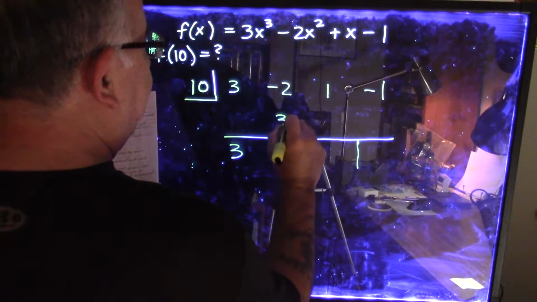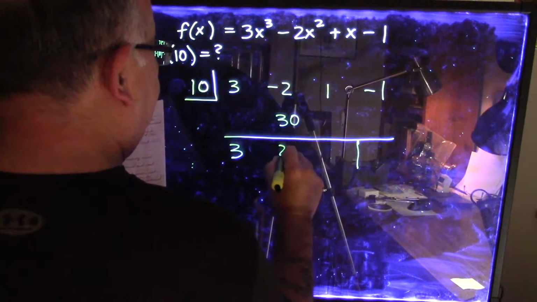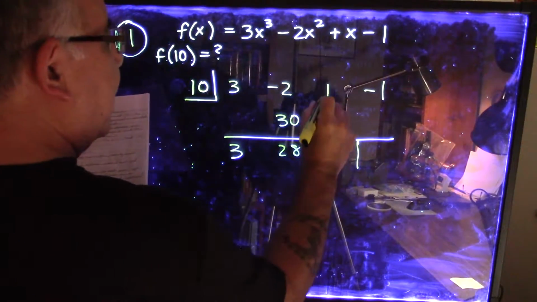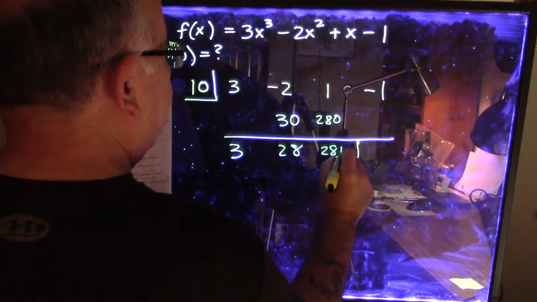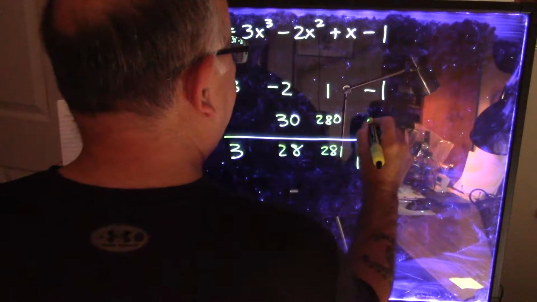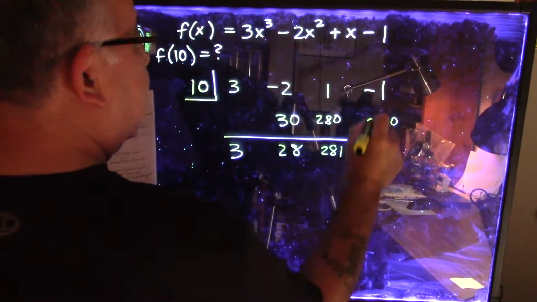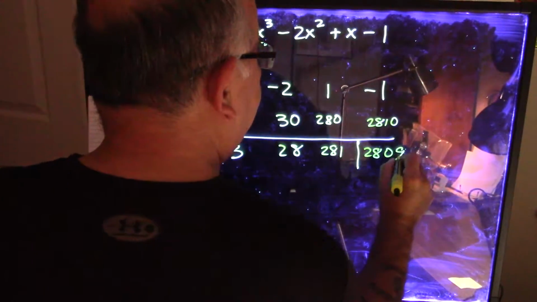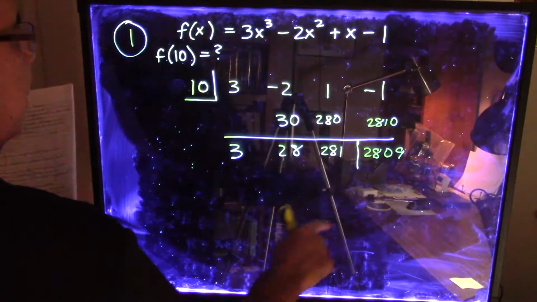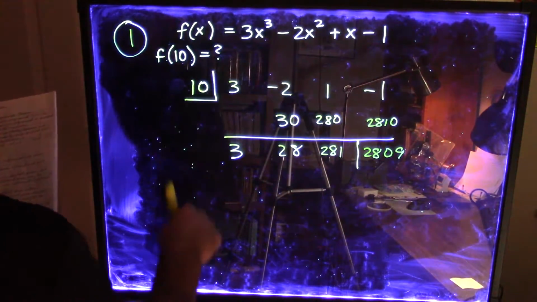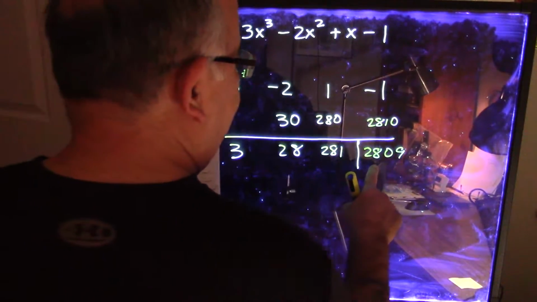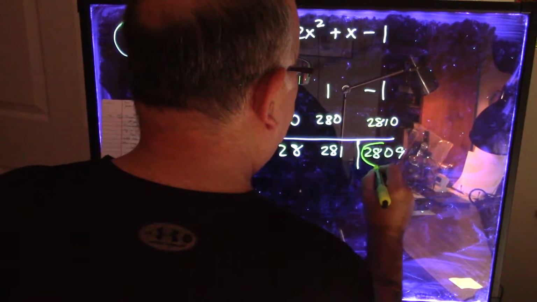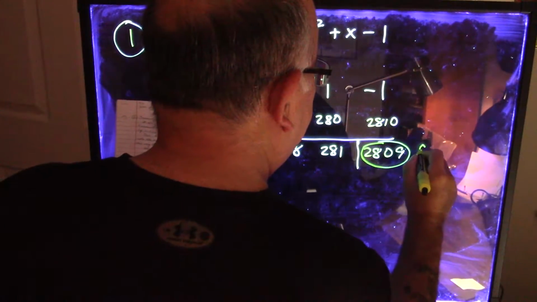10 times 3 is 30. 30 minus 2, 28. 10 times 28 is 280. 280 plus 1 is 281. And 10 times 281 is 2810. 2810 minus 1 is 2809. And this is the remainder when you divide this polynomial by x minus 10. And that happens to equal f of 10. Alright, right here, the remainder is f of 10.